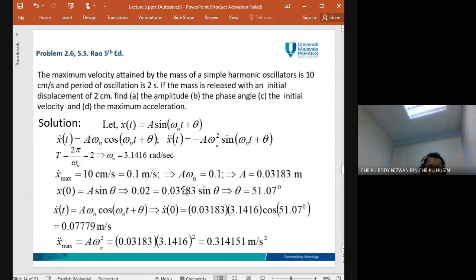Initial velocity is when t is equal to 0. Based on these equations, we already calculated A, omega n and theta, so we just substitute t equal to 0. Just put in all the values and you can estimate the initial velocity. Then the maximum acceleration is equivalent to A omega n squared. We already know the values of A and omega n, so it's not a problem. Just insert the values and we can get the solution.